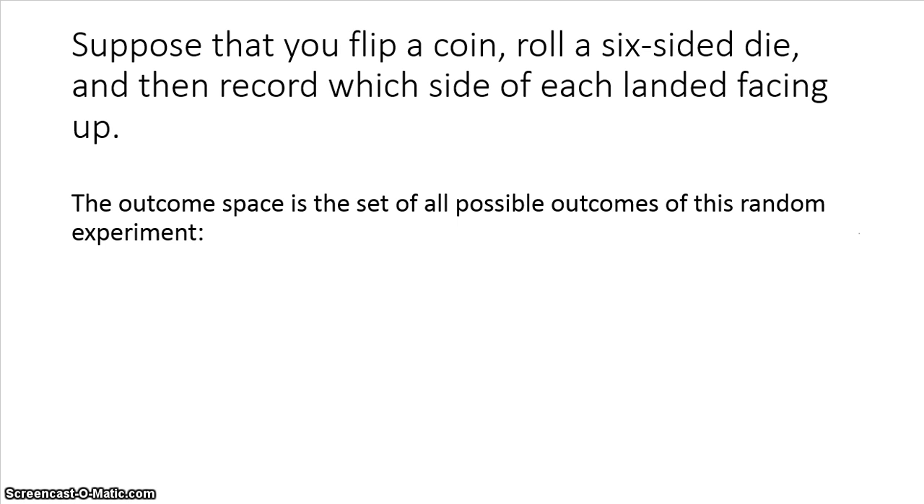The outcome space is the set of all the possible outcomes in this random experiment. We use the capital letter S to denote the sample space, and we use brackets to indicate that we're working with a set. And inside we list all of the possible outcomes. Now I'm going to use H to denote heads and T to denote tails.